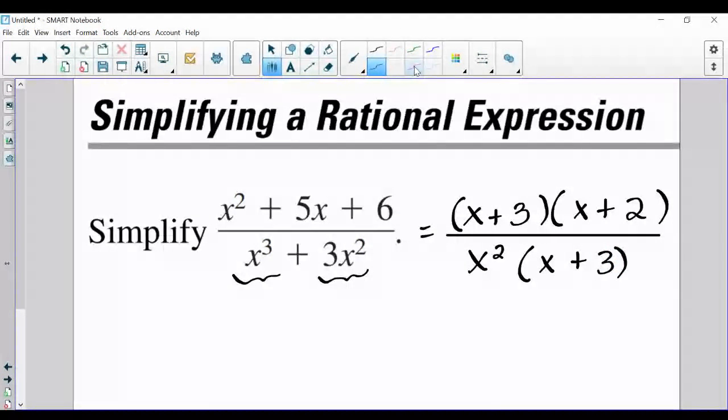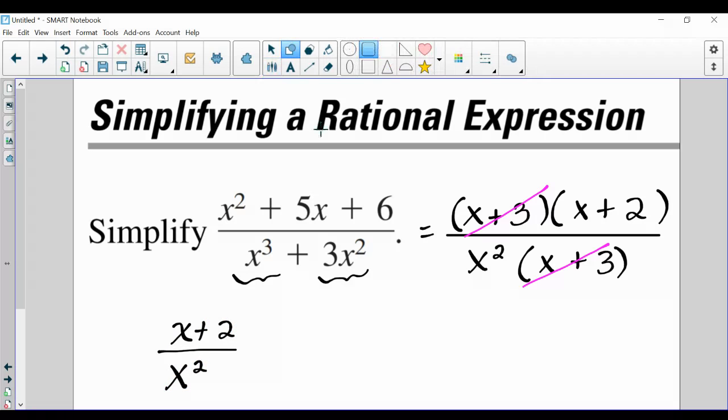Now what we're going to do is we're going to reduce or cancel out the common factor. X plus 3 and x plus 3 is a common factor. And notice how I canceled that out. I'm not canceling out the x and the x and the 3 and the 3. I'm canceling out the x plus 3 with the x plus 3. So our final answer is x plus 2 over x squared. Keep in mind that a binomial will not reduce with a monomial.